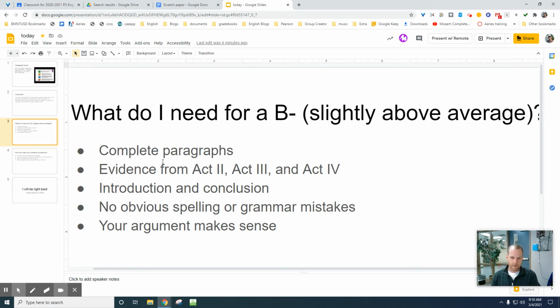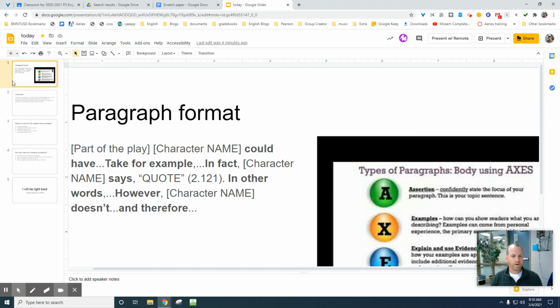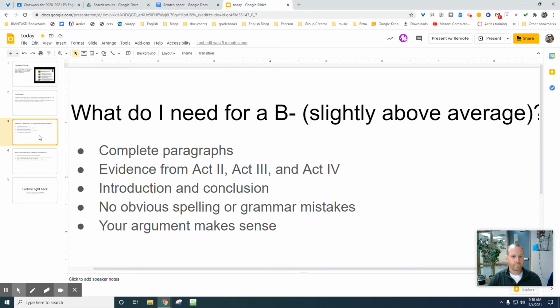So what do I need to get a B minus, to be slightly above average? One, you have to have complete paragraphs, right? So we've looked at this paragraph template. I should see all of these sentences in there. What else do I need to do? Okay, you need to make sure you have a paragraph about Act 2, about Act 3, and Act 4. You need to have your introduction and conclusion. And there should be no obvious spelling or grammar mistakes.